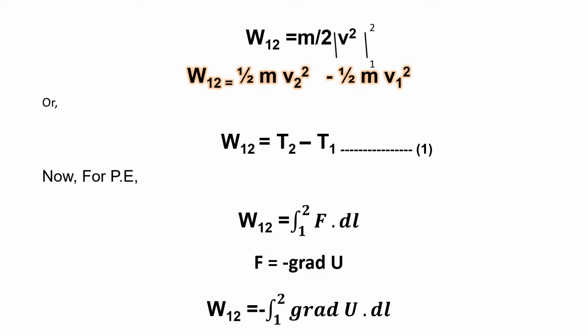We have calculated the work done from the 1 to 2 path, that is T2 minus T1, the difference between the kinetic energies. Now for potential energy we can write W12 is equal to integral 1 to 2 F dot dl, and from the previous equation we know that force is equal to minus grad of U, a scalar quantity having a gradient, into a vector quantity for the force we have written. So we can write W12 is equal to minus integral 1 to 2 grad U dot dl.